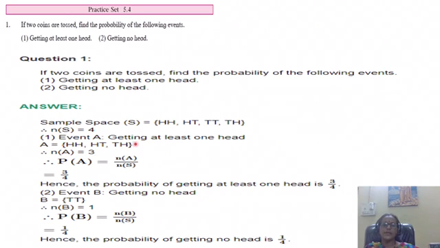At least one head, 2 allowed. So P of A is N of A upon N of S, that is 3 by 4, which means 75% if you want to express it in percent. Event B, getting no head, means only tails. So this is one element only. N of B upon N of S is 1/4, that is 25% is the probability.